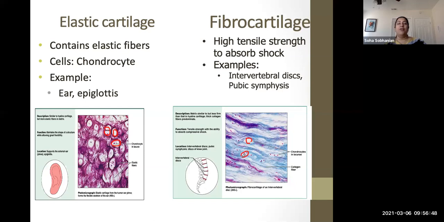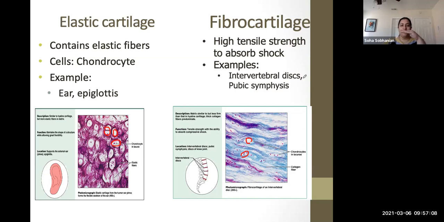Where can you find your fibrocartilage? Best place is your intervertebral disc. You know how people say, oh, I have a disc problem. Basically, they have a back problem, or they call it a disc problem. They typically have to do surgeries. The main problem is with this type of cartilage.